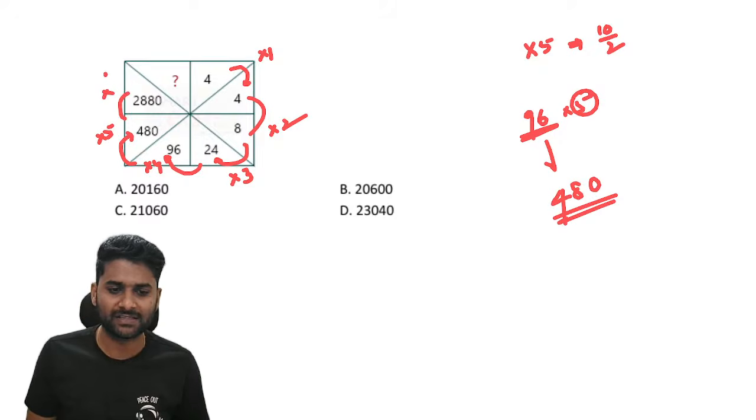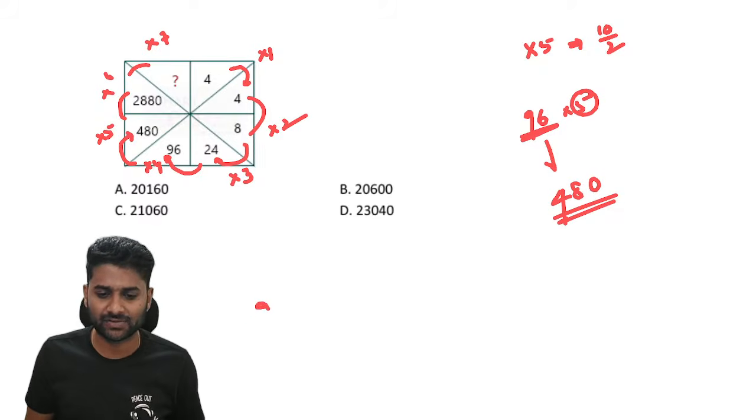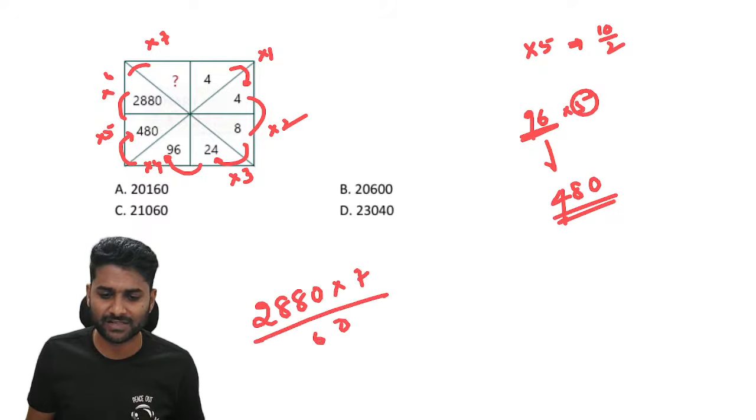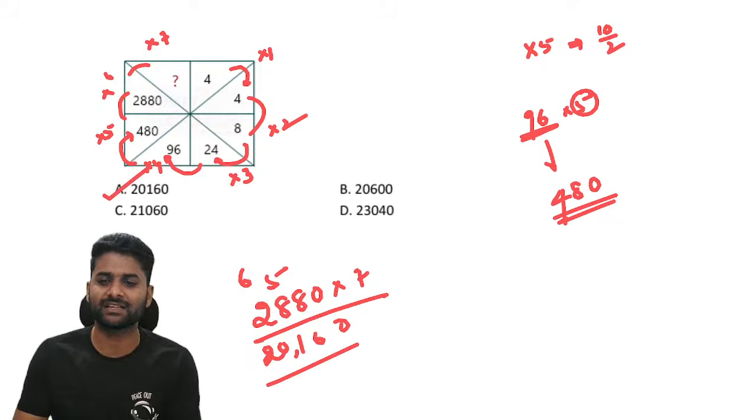So definitely it is 6 times, and finally the result is 2880 multiplied by 7. Now see, 7 times 8 is 56, 56 plus 5 is 61, write 1 and carry 6, and 7 into 2 is 14, 14 plus 6 is 20. So the answer is 20,160, which is the correct answer.